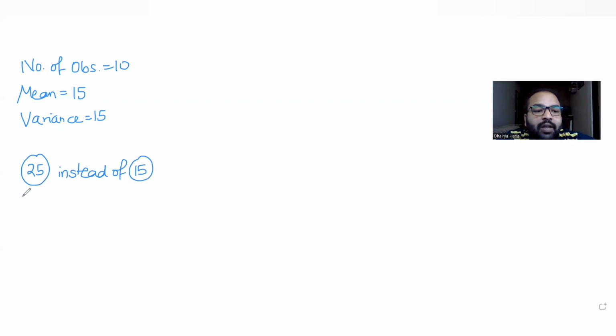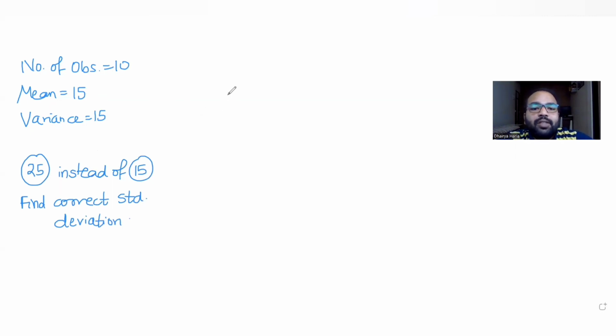We need to find the correct standard deviation for the 10 observations. So if instead of 25, we had 15 as the 10th observation, we need to find the correct standard deviation for that case. Let's see the solution then.